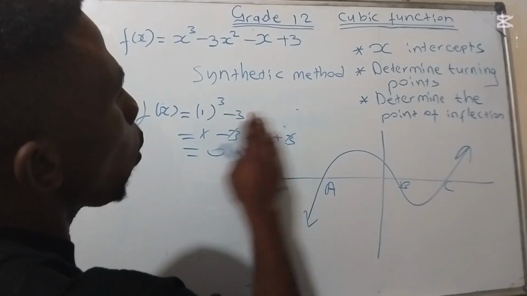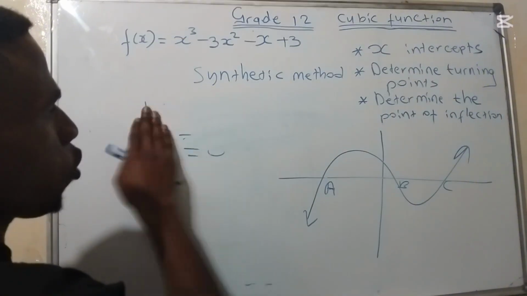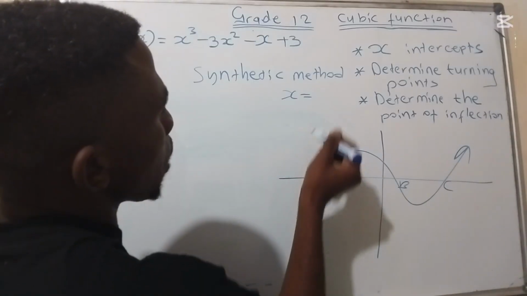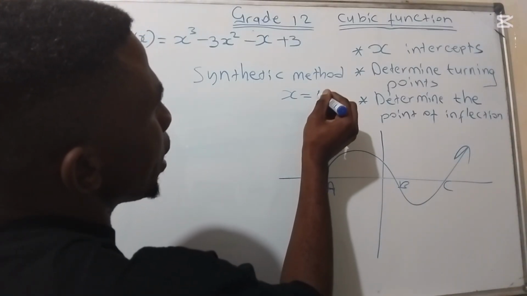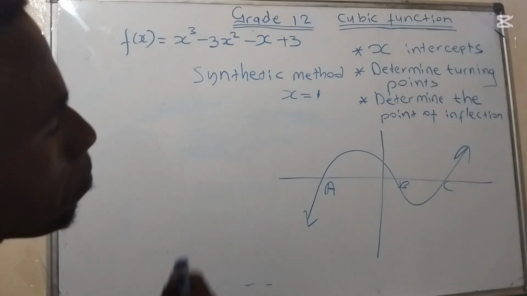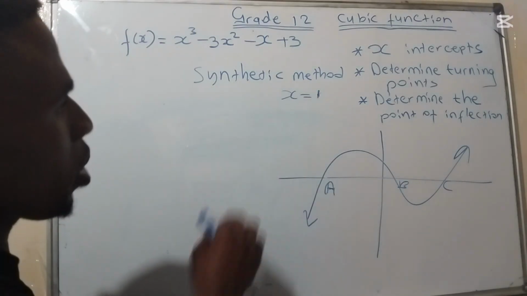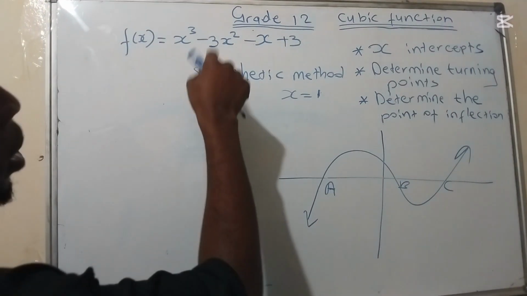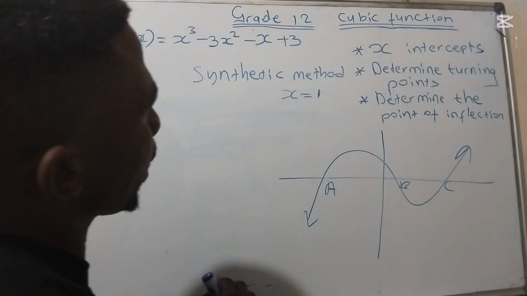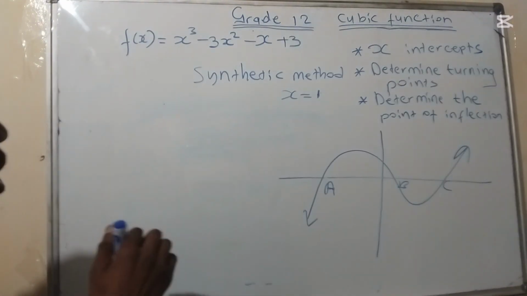X equal to 1 works for this equation, which means 1 is one of the factors of this equation. Then we are going to use this positive 1 as one of the factors of x for this equation. Then let's apply our synthetic method to factorize this equation.